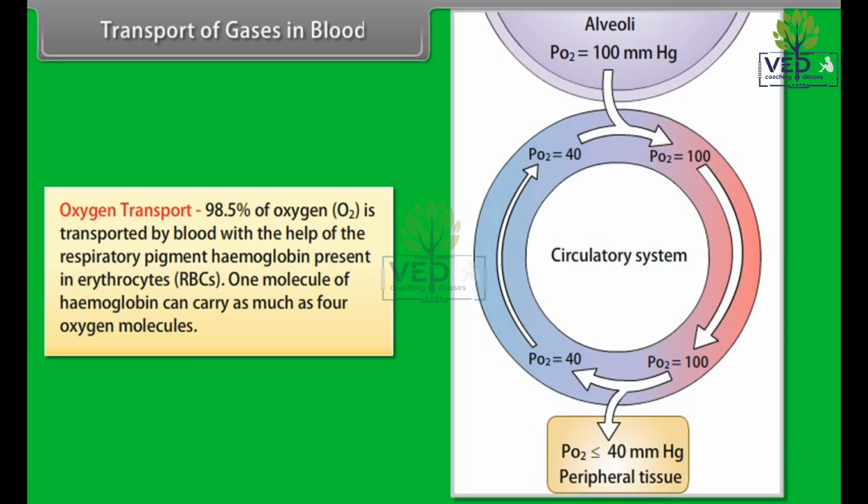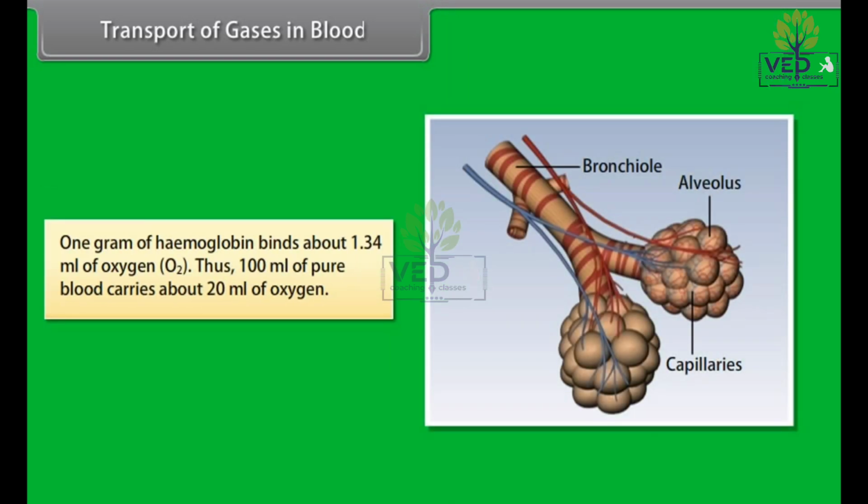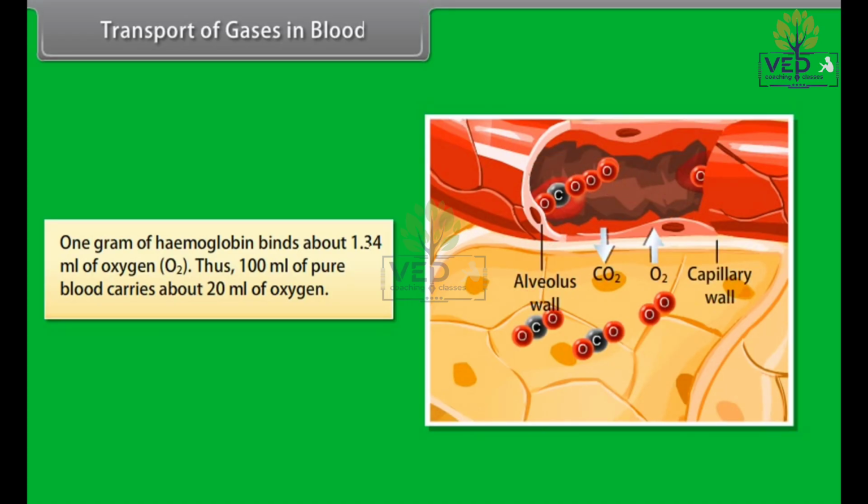98.5% of oxygen is transported by blood with the help of the respiratory pigment hemoglobin present in erythrocytes, RBCs. One molecule of hemoglobin can carry as much as 4 oxygen molecules. 1 gram of hemoglobin binds about 1.34 ml of oxygen. Thus, 100 ml of pure blood carries about 20 ml of oxygen.